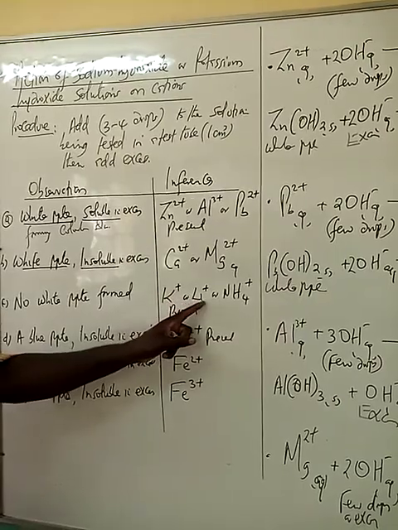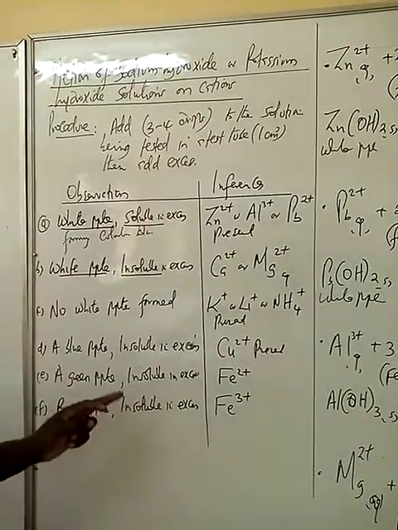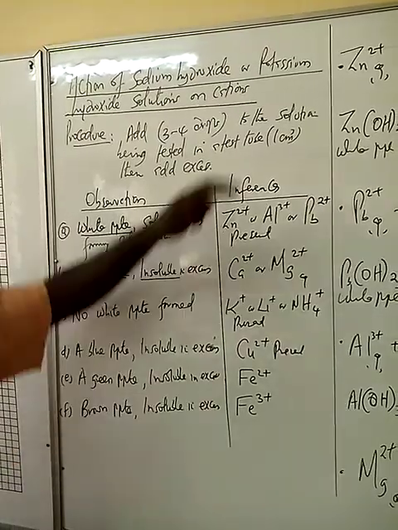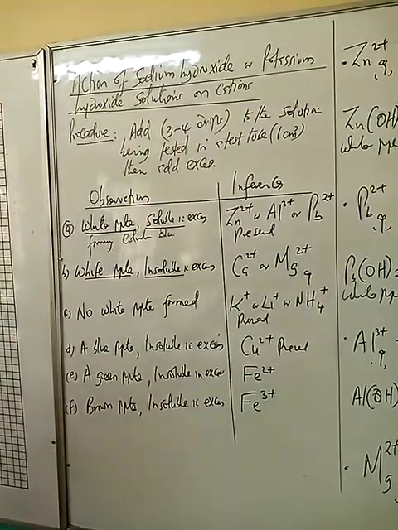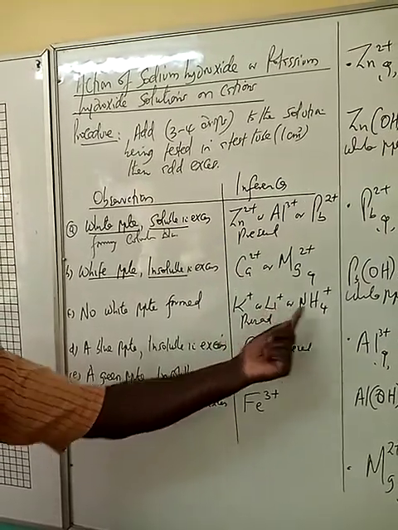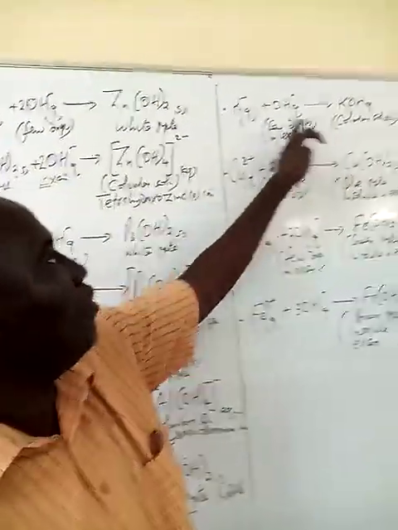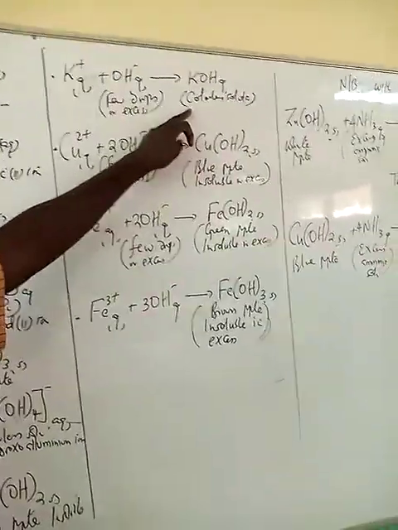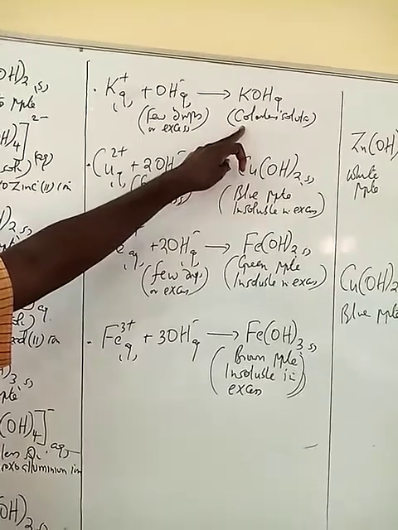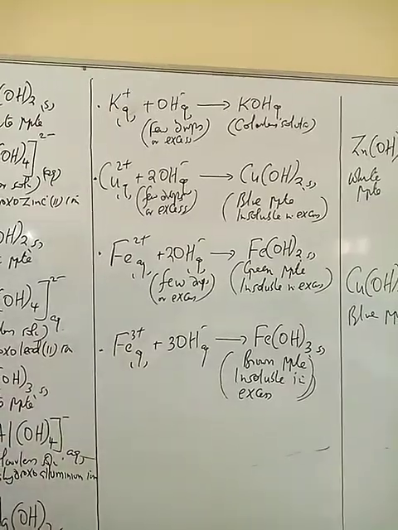If you get no white precipitate formed, then you infer potassium ion, lithium ion, or ammonium ion when you use sodium hydroxide. But if you use potassium hydroxide, then instead of inferring potassium ion, you infer sodium ion, because potassium ion is already in the frame of the equation. So it is either sodium ion, lithium ion, or ammonium ion. This is because, look at the ionic equation, the hydroxides are soluble. That's the reason why you find that there is no white precipitate formed.